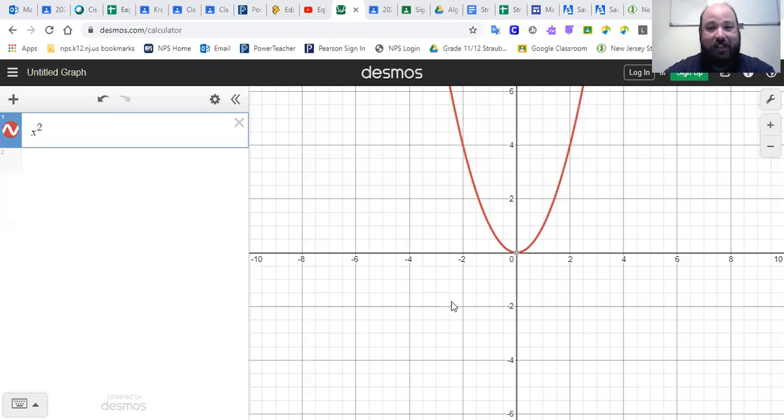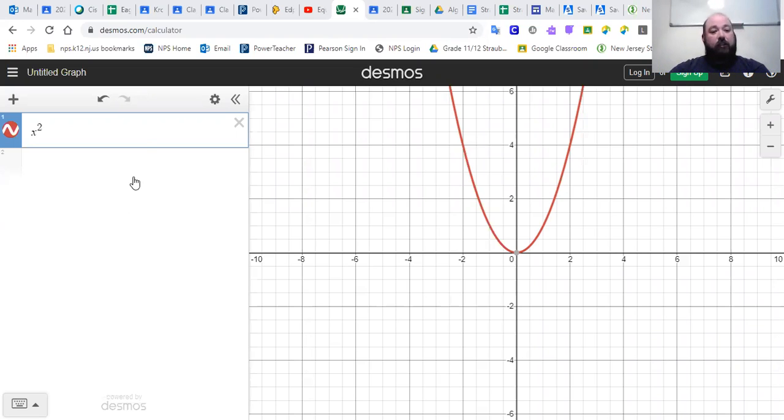So in this video, we're going to be talking about transformations of functions. To do that, we are going to use Desmos.com. So I already have on Desmos the function y equals x squared. You're going to commonly hear this referred to as a parent function. A parent function is any function that has not been transformed or modified in any way.